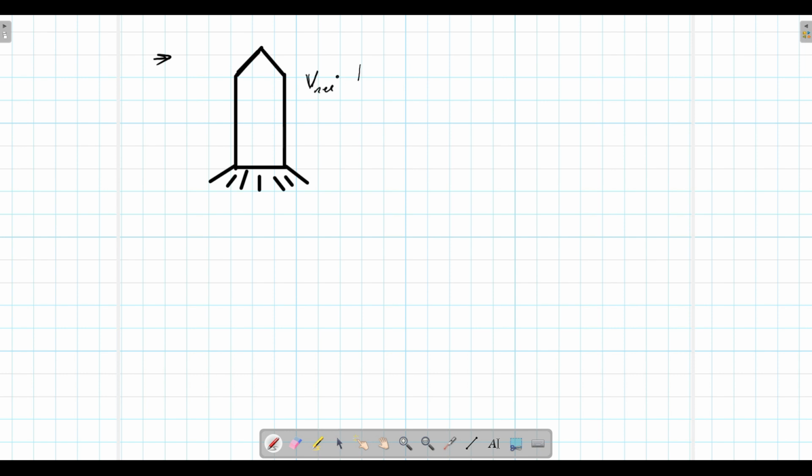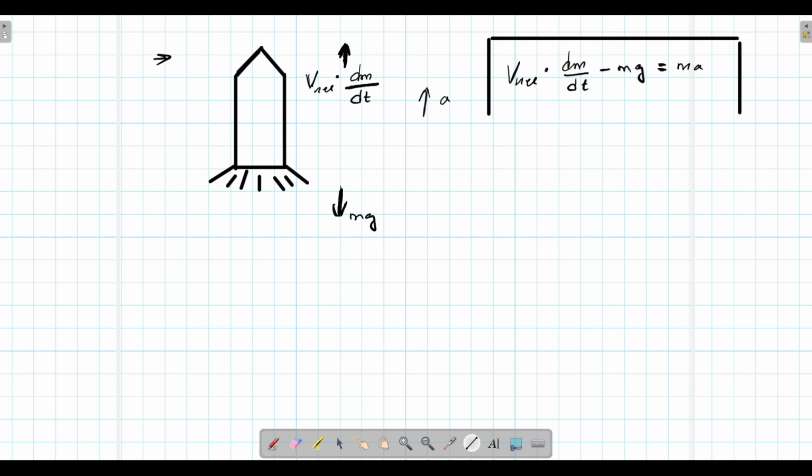V relative dm by dt, this is mg, and it moves with acceleration. V relative into dm by dt minus mg equals ma. Rocket moves upward with acceleration.